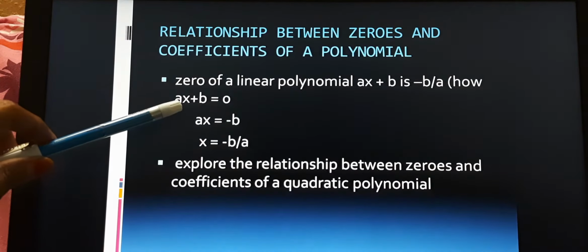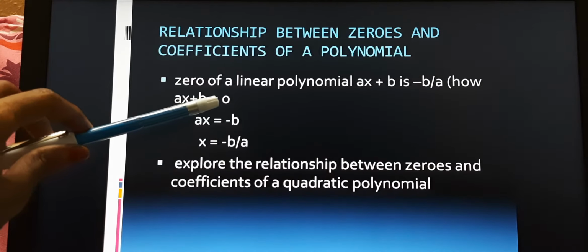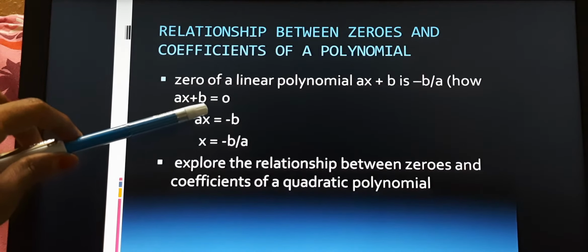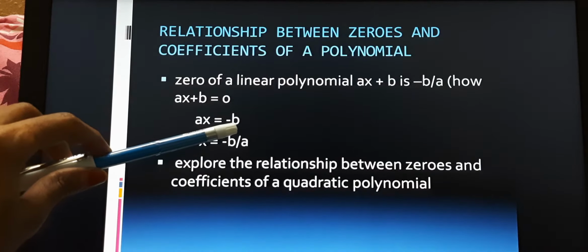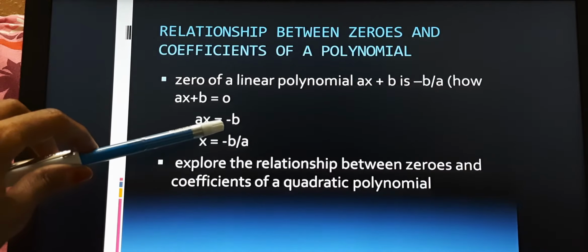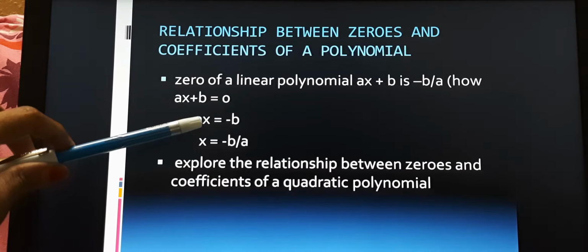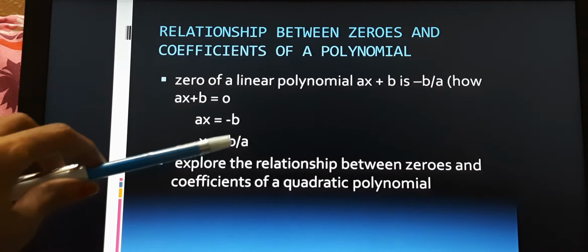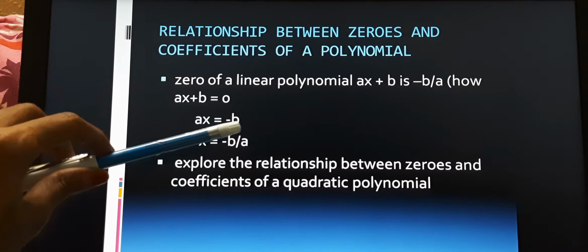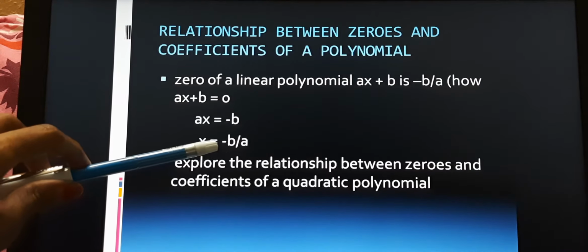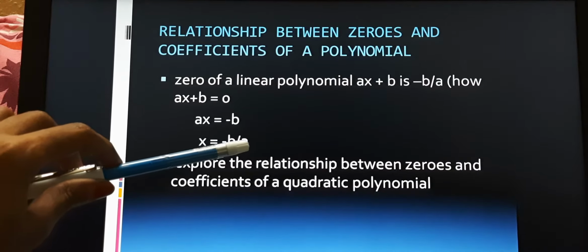So we find x here. ax plus b is equal to 0. This plus b, when transferred to this side, becomes minus b. So ax is equal to minus b. And this a is multiplying here; when it comes to this side, it goes into division. So x is equal to minus b by a.